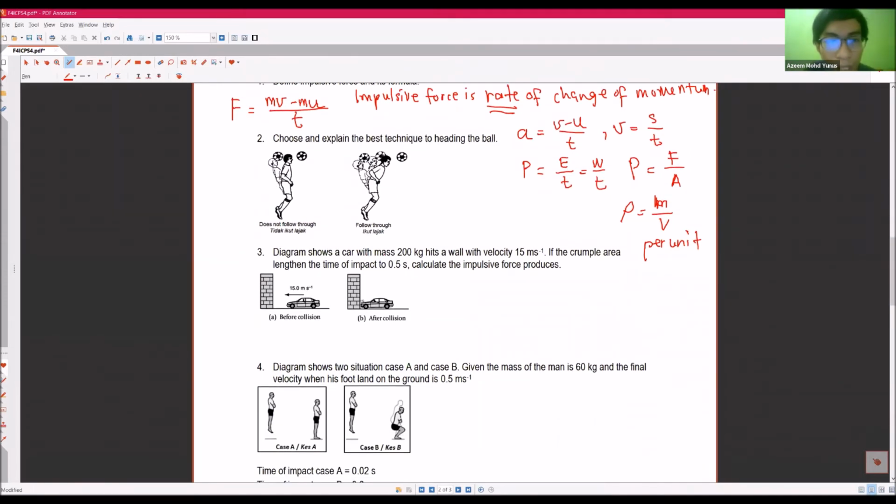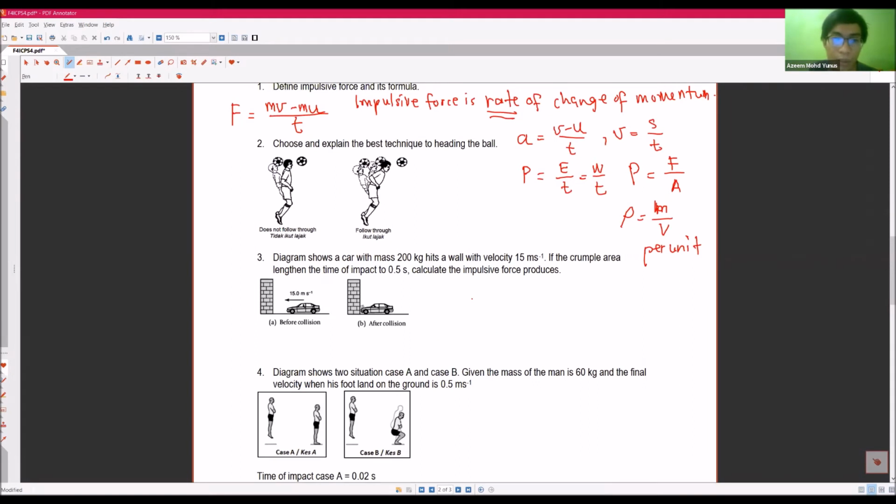Choose and explain the best technique for heading the ball. So like always, we have to use follow through to increase the displacement here. The displacement is longer than this one. Thus, the velocity is higher because the formula for velocity is s over t. So when the displacement is high, the velocity is high. And the time, of course, is smaller, the impact time. When the time is smaller, the velocity is higher as well.